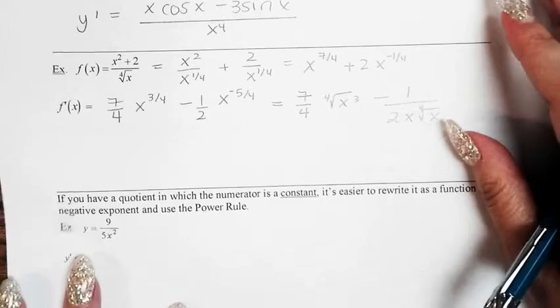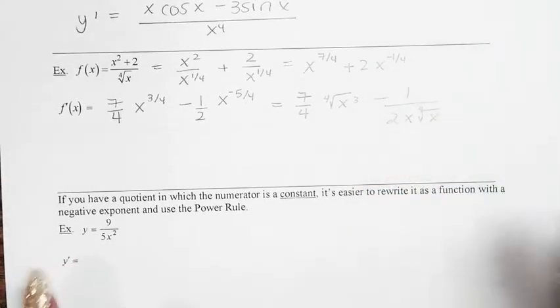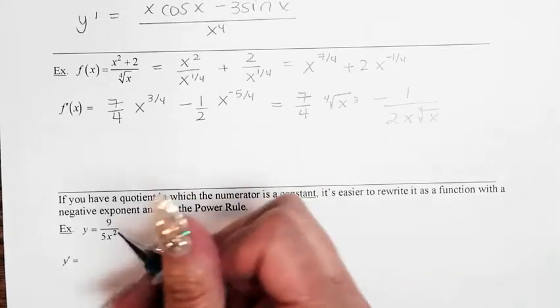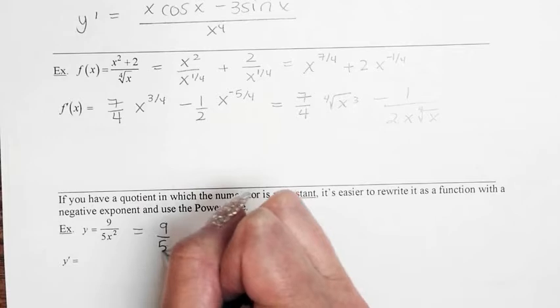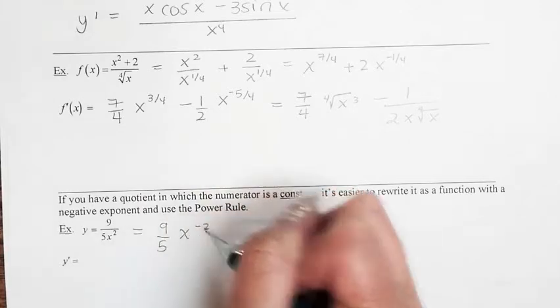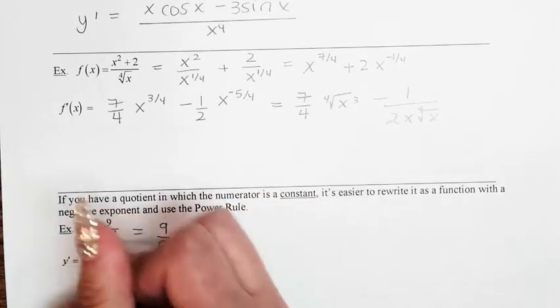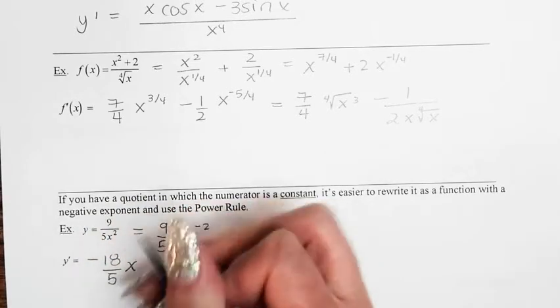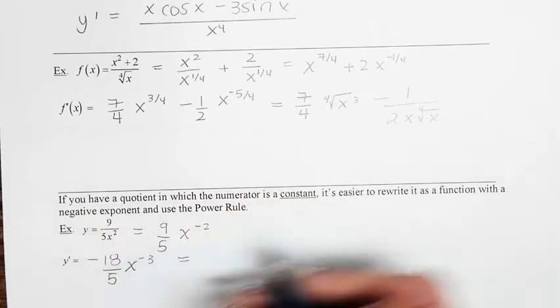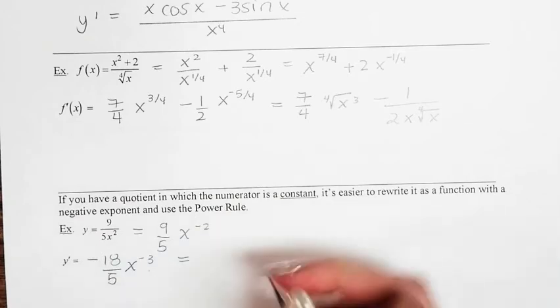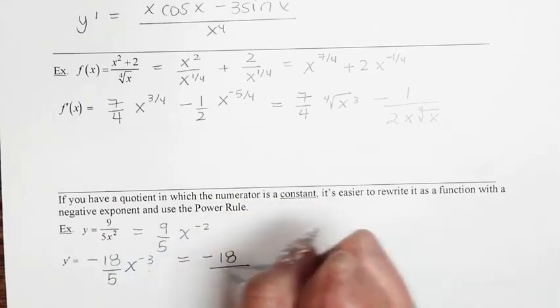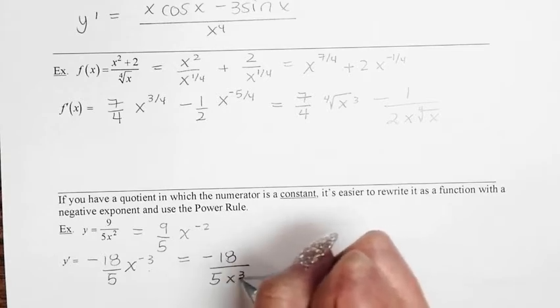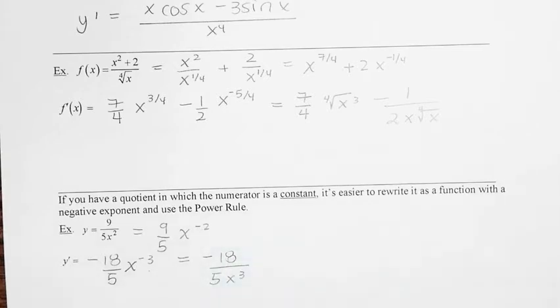Now the next problem that we have over here is 9 divided by 5 times x squared. So this one, when I see it as 9 over 5 times x to the power of 2, this is pretty easy to do with the power rule because you would have negative 18 divided by 5 x to the power of negative 3. With this being said, you don't want the exponent to be negative, therefore you have that it's negative 18 divided by 5 x to the power of 3. Okay, and that's pretty much it for this problem.